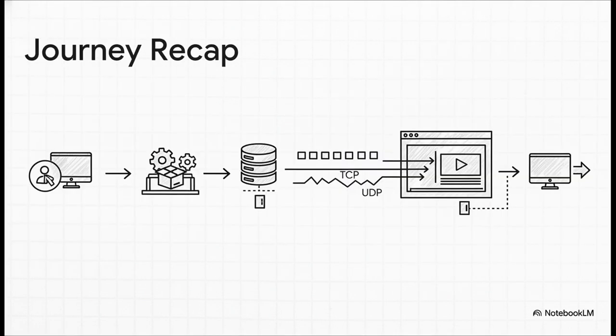So let's do a quick recap of this whole secret journey. Your click gets prepared by those upper layers. The network then chooses a delivery method, TCP for the reliable stuff, UDP for the speedy video stream. In YouTube's case, it uses both. And finally, network ports act like specific doors to make sure all that data gets to the exact right application on both ends of the conversation.